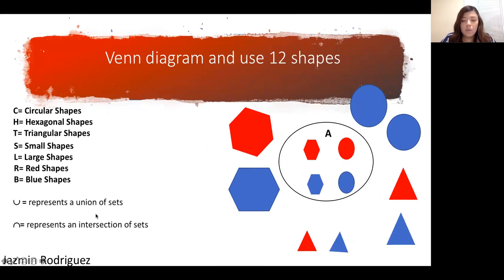And once again, we've already kind of went over this, but whenever we see this U, it represents a union, which means it wants us to represent the elements that are included in either or. And then the upside down U represents an intersection. And whenever we see that, it wants us to tell them the elements that are in both that they give us.